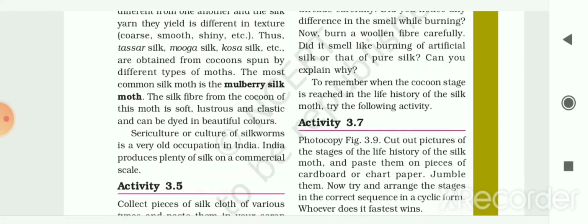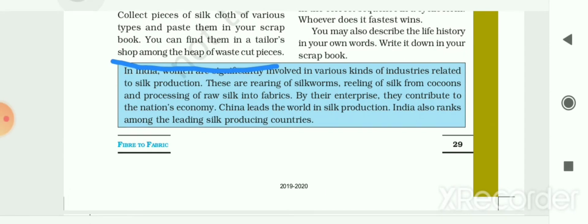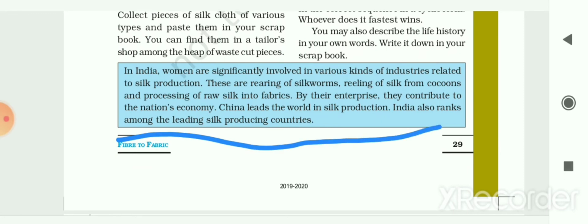So now next, one fact is given to you. In India, women are significantly involved in various kinds of industries related to silk production. And these are rearing of silkworms, reeling of silk from cocoons and processing of raw silk into fabrics. And by their enterprise, or by their work, they contribute to the nation's economy. China leads the world in silk production, and India also ranks amongst the leading silk producing countries.